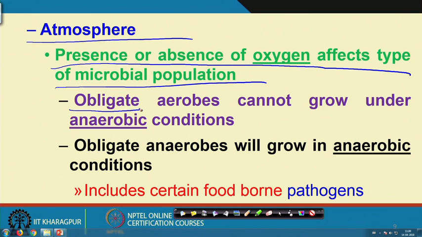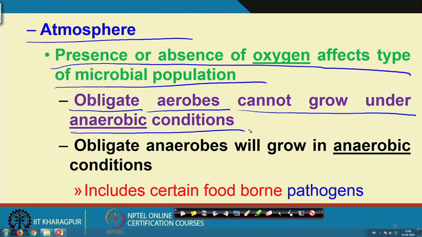Obligate, from the word obligatory, this word is very close, right. So, obligate aerobes cannot grow under anaerobic conditions. So, for obligate aerobes you need to have oxygen. If it is under anaerobic condition, that is if it is under carbon dioxide condition or maybe under nitrogen condition, right, then these obligate aerobes cannot grow, right.